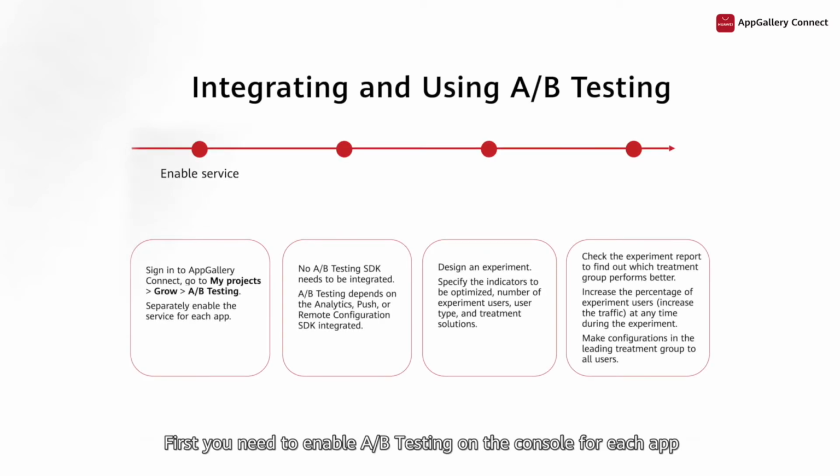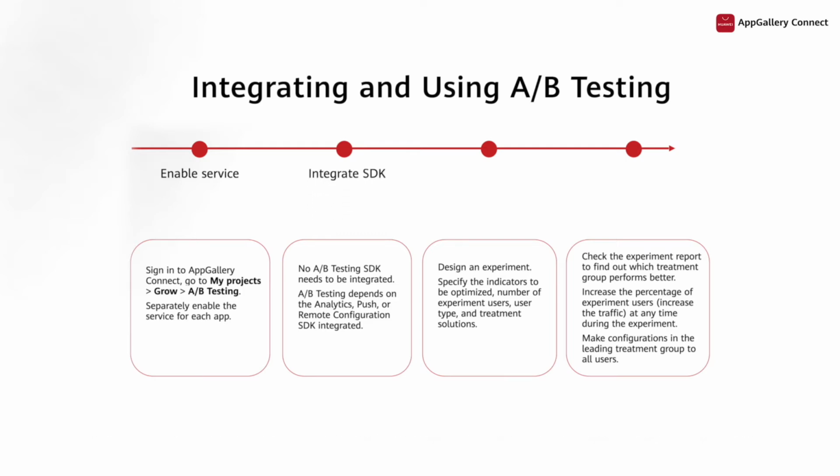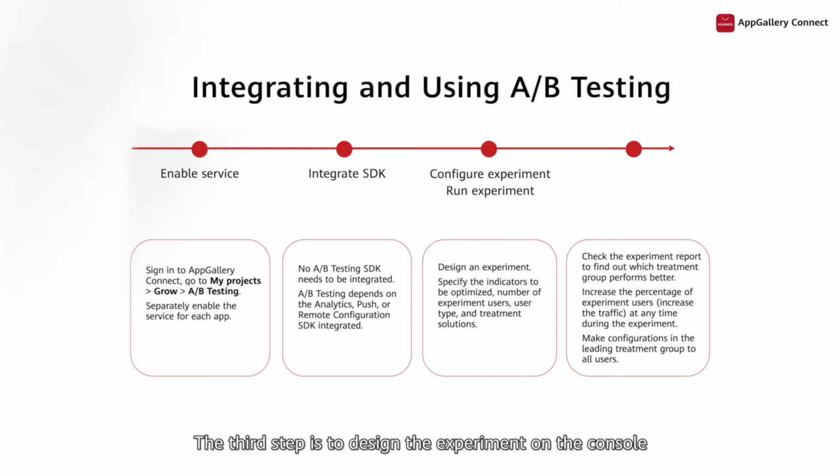Now, let's take a look at the overall process of A/B testing. First, you will need to enable A/B testing on the console for each app. Next, you need to integrate an SDK depending on the type of experiment you will perform. There are two types, remote configuration and notification, which we'll discuss later on in this video. The third step is to design the experiment on the console. For example, specify the indicators you'd like to track and improve, as well as the number and type of users.